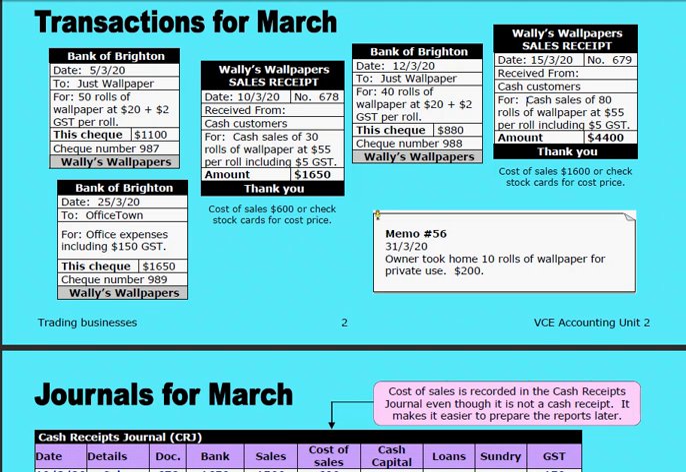We've recorded the transactions for March into the stock card, but we haven't recorded the transactions into the journals. So let's do that now.